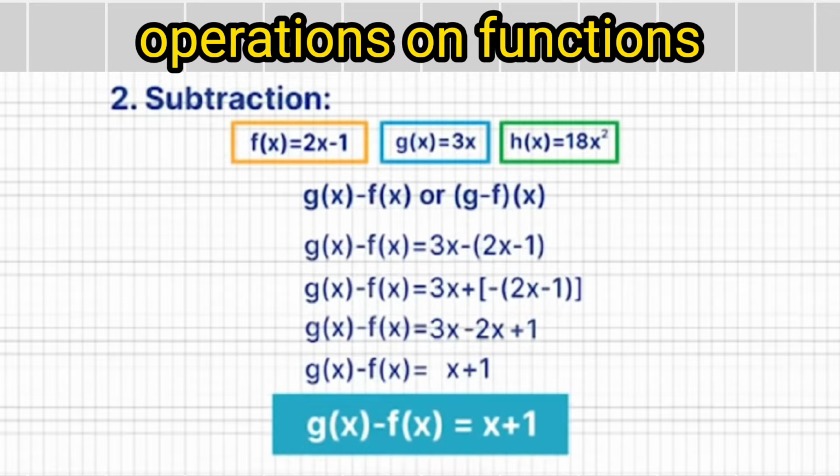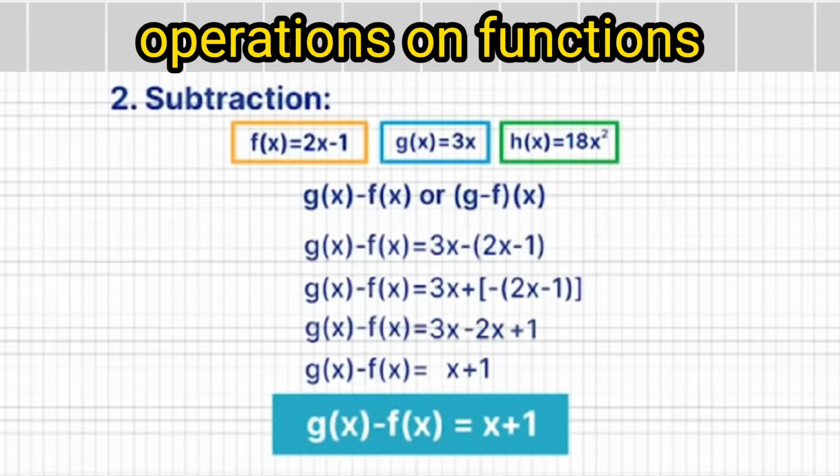For the next operations, let us use the following functions. Suppose we will be subtracting f of x from g of x. We will have the notation g of x minus f of x, or g minus f of x. In this case it is equal to 3x minus the quantity 2x minus 1.